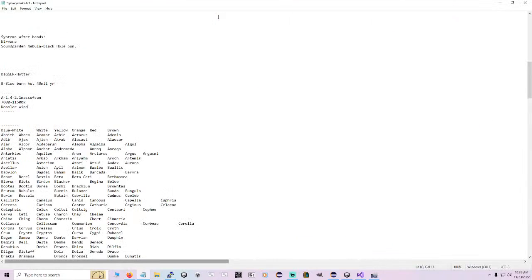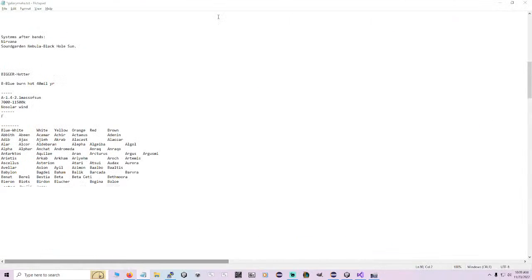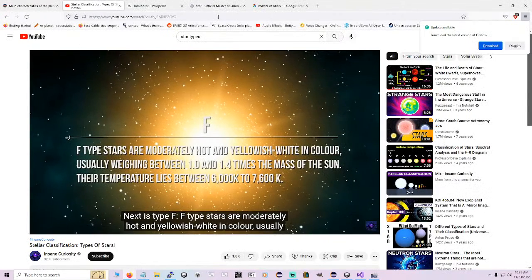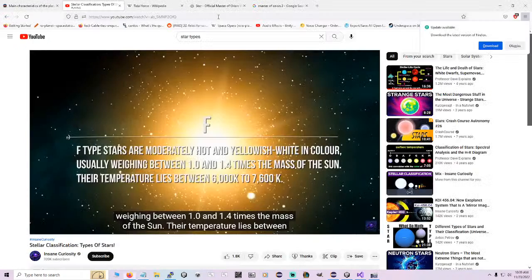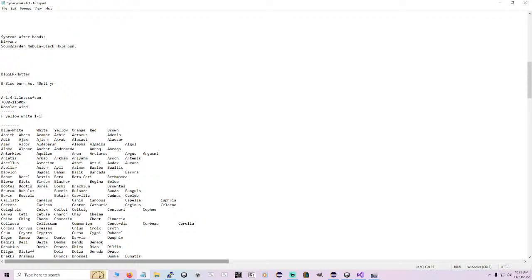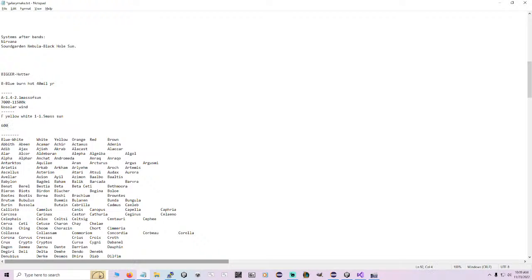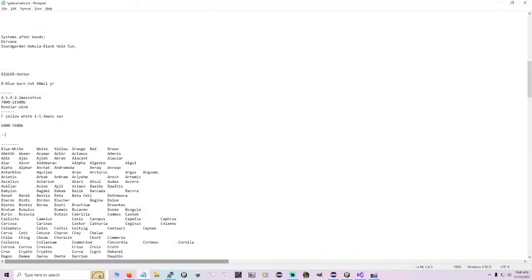Next is type F. F-type stars are moderately hot and yellowish-white in color, usually weighing between 1.0 and 1.4 times the mass of the Sun. Their temperature lies between 6,000 Kelvin and 7,600 Kelvin. It is also believed that life can exist on this particular type.